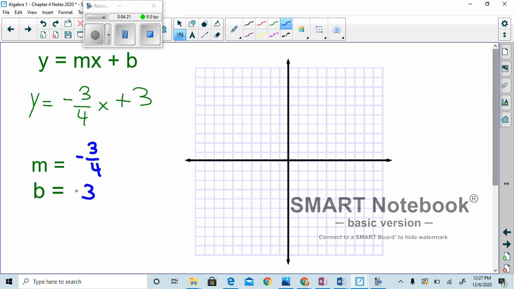When I want to graph this, now think back to the model of direct variation, it started at the origin. This graph is going to start at the y-intercept because we know how to graph a y-intercept. It's a point on the y-axis.